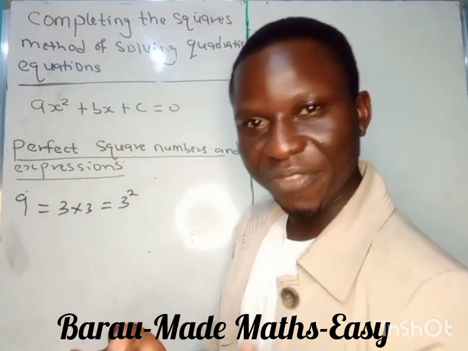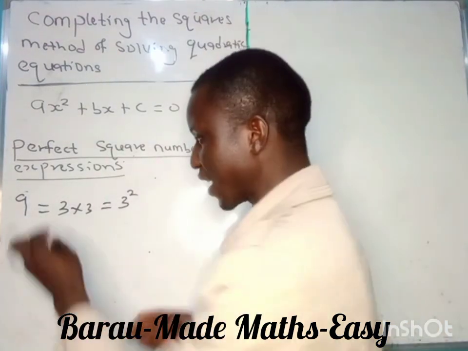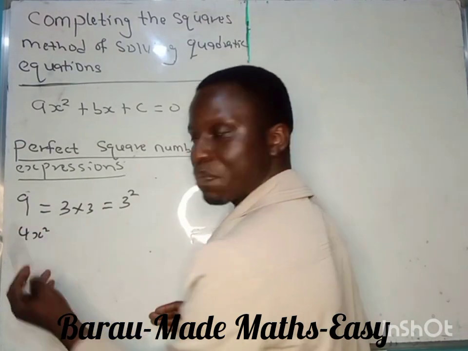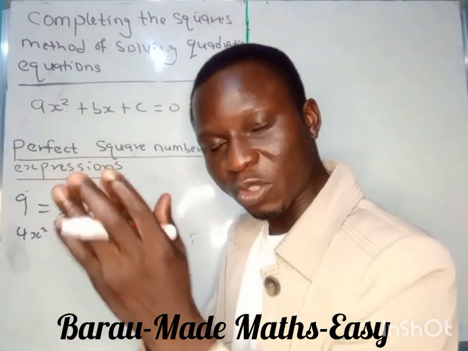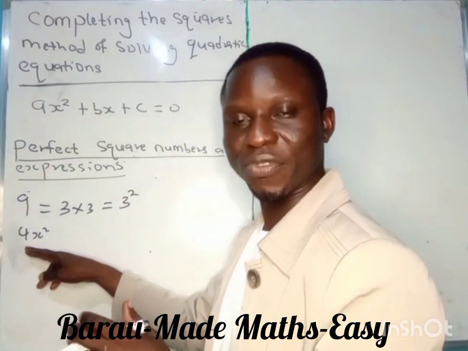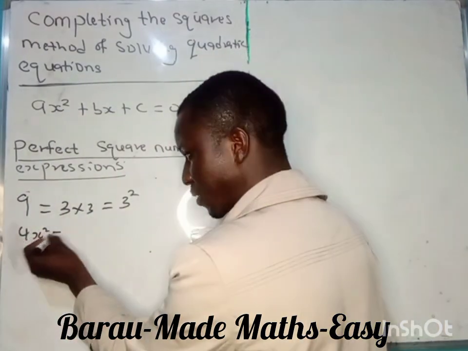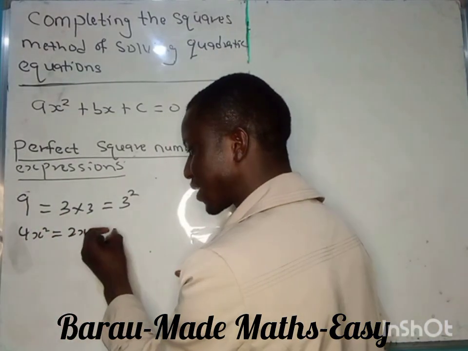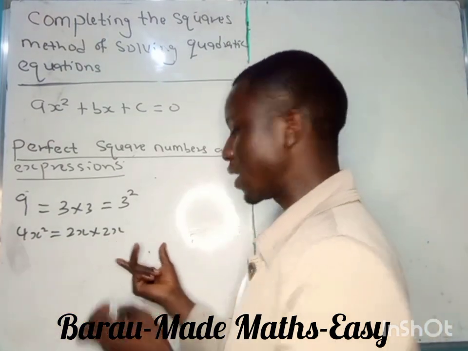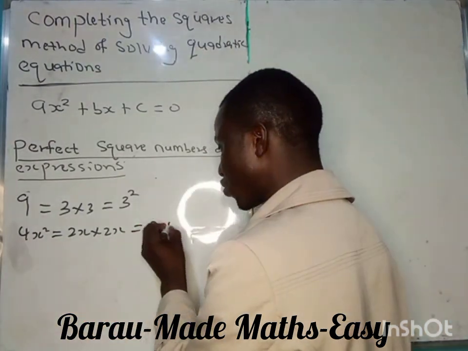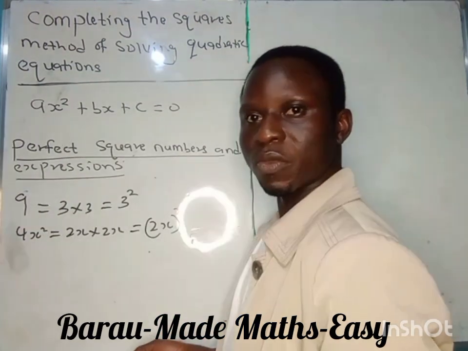Expressions can also be perfect squares. An expression like 4x squared is a perfect square because we have two of the same expressions that, after multiplying them together, we can get this 4x squared. You can observe that 2x multiplied by itself will give us 4x squared, which means 4x squared is a perfect square, and it can be written as 2x all to the power 2.